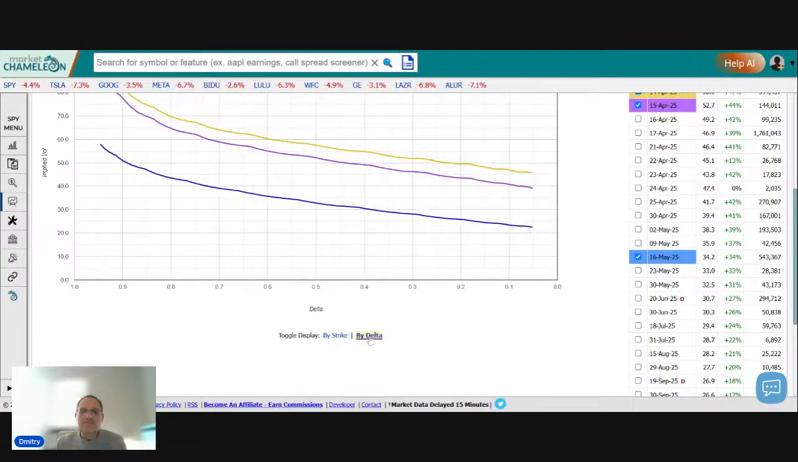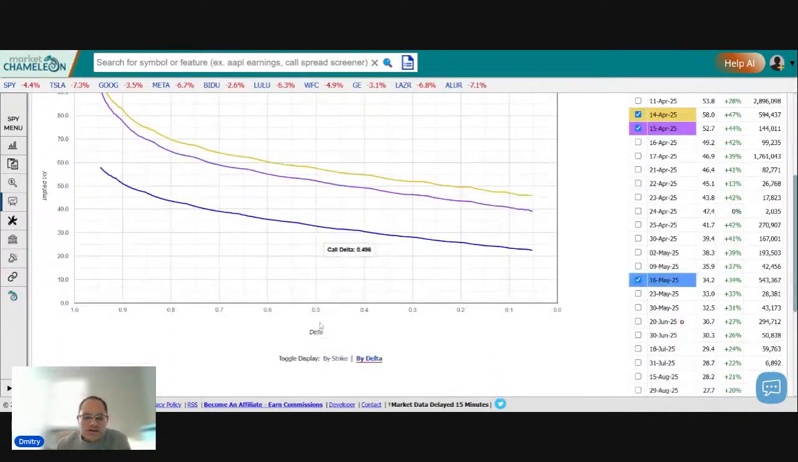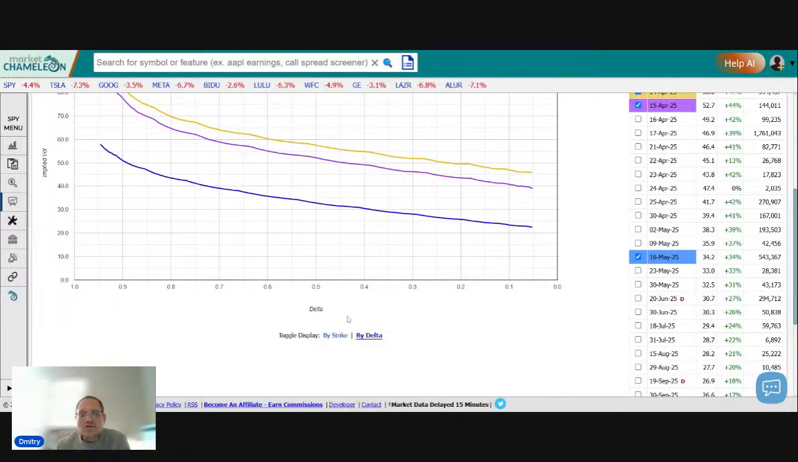So here's by delta. Okay, so down here, this is based on the call delta. Okay, so here's a 1 delta where the call option moves 1 for 1. If the stock goes up $1, the option is expected to go up $1. If the stock goes down $1, the option is expected to decrease by $1. This is your 50 delta in the middle, and then it goes up to 0 delta where the options are basically priced worthless and have no delta.